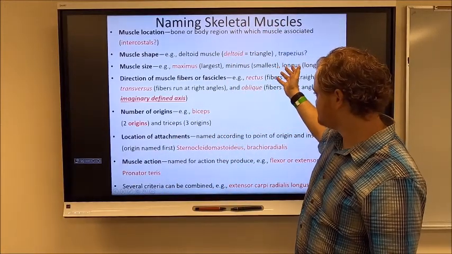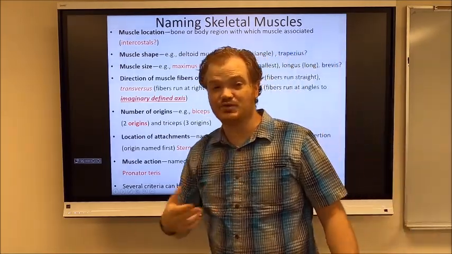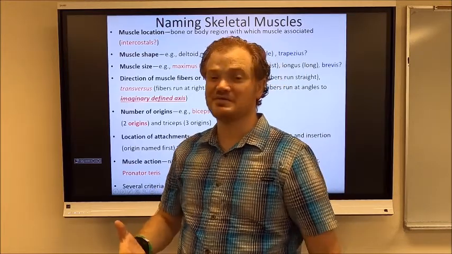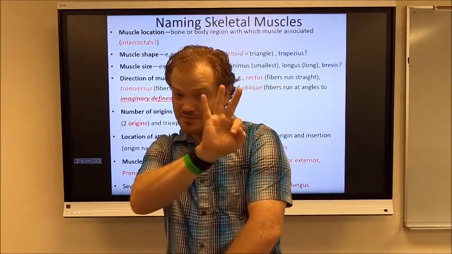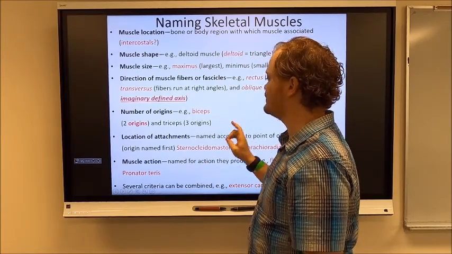Where am I at? Origins. All right, biceps means two heads or two points of origin. Your bicep has two origin locations. Guess how many your tricep has? Three. Triceps, three points of origin.